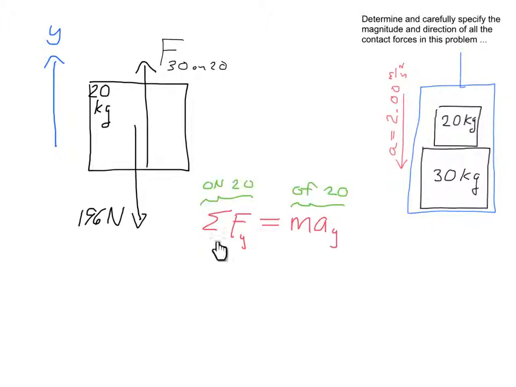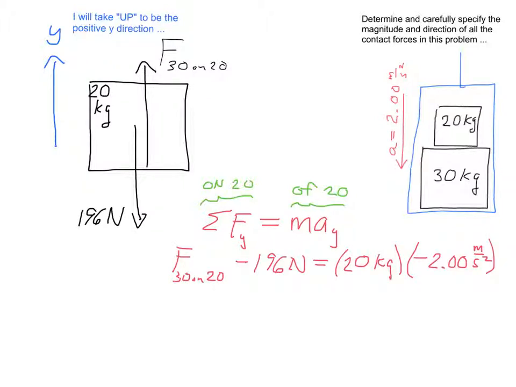The sum of the forces acting in the y direction on the 20 kilogram block must equal the mass times acceleration in the y direction of the 20 kilogram block. So let's plug in the forces using our coordinate system with the positive y direction being upward. So I have this upward and this amount downward, so I need the minus sign to indicate downward in our coordinate system.